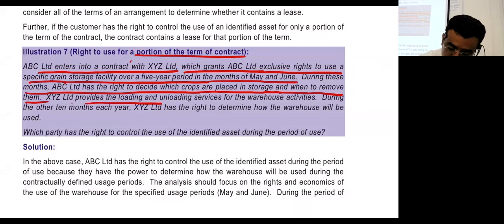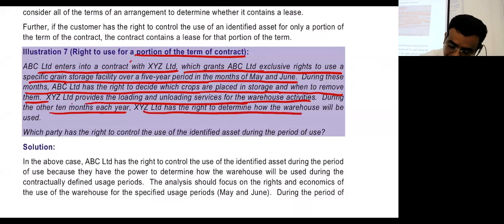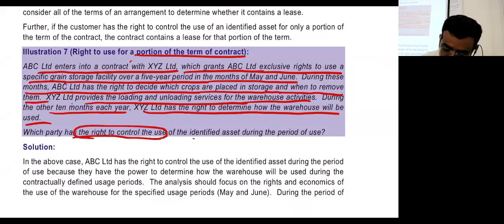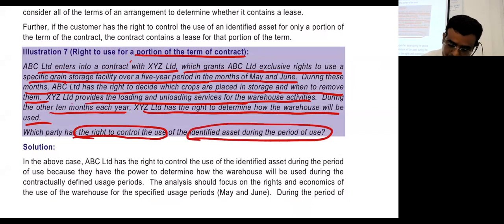XYZ Limited provides loading and unloading services for the warehouse activity during the other 10 months each year. XYZ Limited has the right to determine how the warehouse will be used. I hope you understand the question. Which party has the rights to control? XYZ or ABC? See the question again and understand.